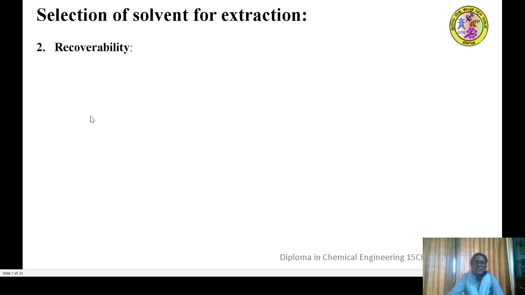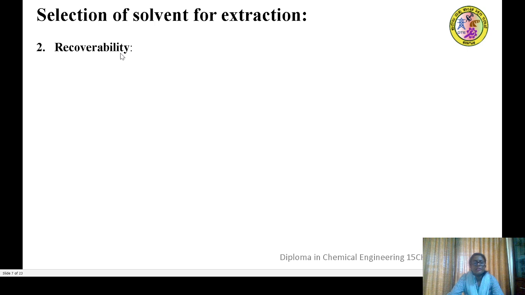So next comes the recoverability. We all have learned that after extraction is done, the solvent will be recovered for reuse by distillation. So how easily a solvent can be recovered decides whether it is a best solvent or not that good one. So recoverability is also very important after the selectivity.